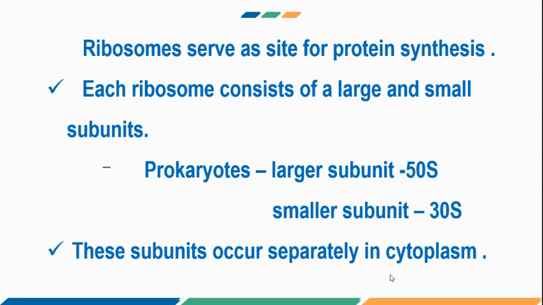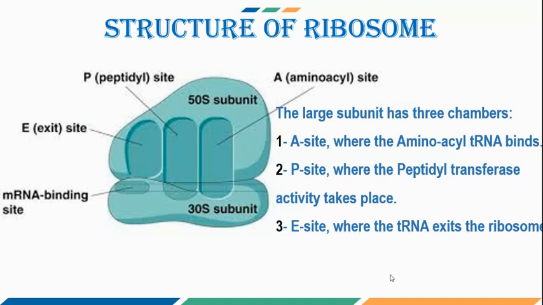Each ribosome consists of a large and a small unit. The larger unit is 50S and the smaller subunit is 30S. During the resting position, these subunits occur separately in the cytoplasm. This is the structure of the ribosome. Here is the smaller unit of the ribosome, the 30S, and this is the larger subunit, the 50S.